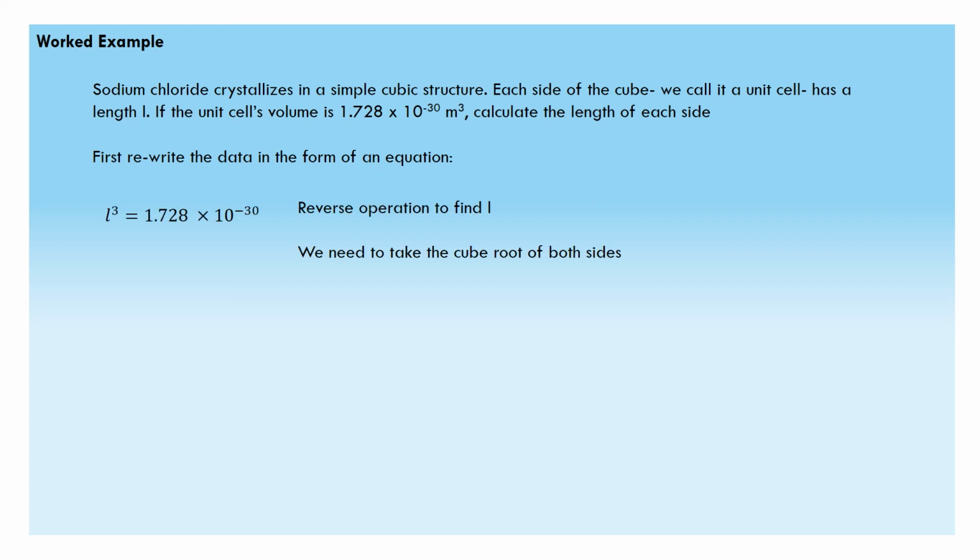And of course, we know that the volume of a unit cell is given by its length cubed. So L cubed equals 1.728 times 10 to the minus 30. So what we want to do is reverse that operation to find L. So we need to take the cube root of both sides. And if we do that, then we cancel out, or we move the cube, if you like, to the other side of the equation. And we are given a length there for one of the sides of the unit cell of sodium chloride as 1.2 times 10 to the minus 10 meters.